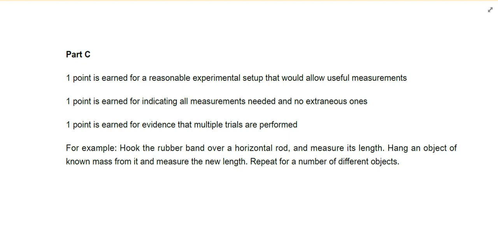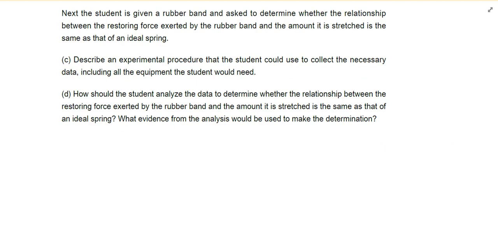So it's a pretty quick statement. Hook the rubber band over the horizontal rod, measure its length, hang an object of known mass from it, measure the new length. Then hang another mass, measure the new length. Then hang another mass, measure a new length. And if you keep doing that, you will end up with a way to gather the data that you need. Notice that part C just says what's the procedure and what data, not to analyze it.